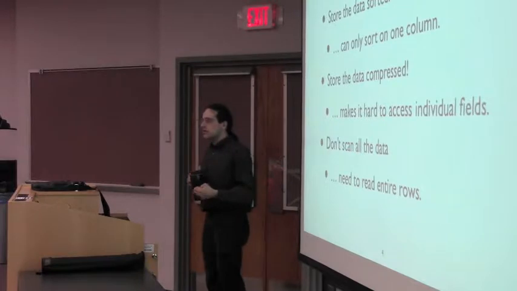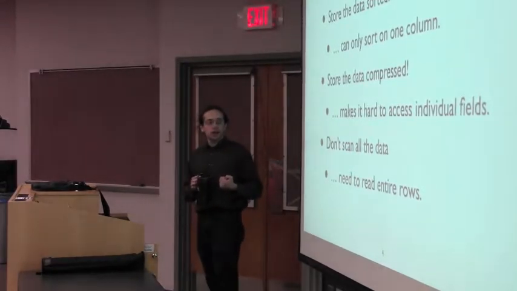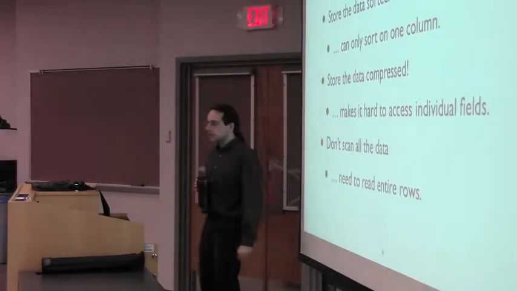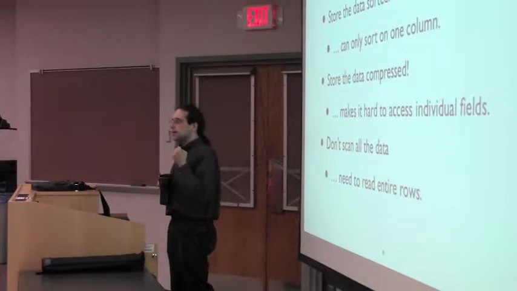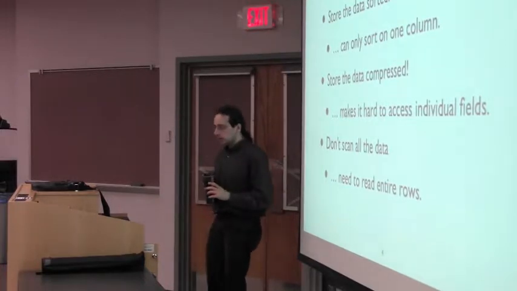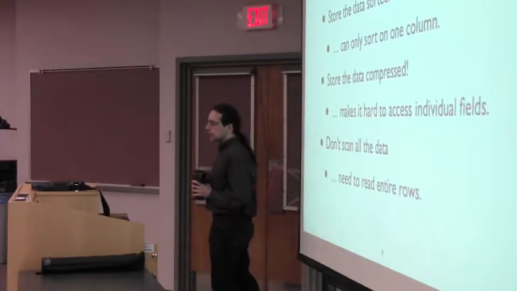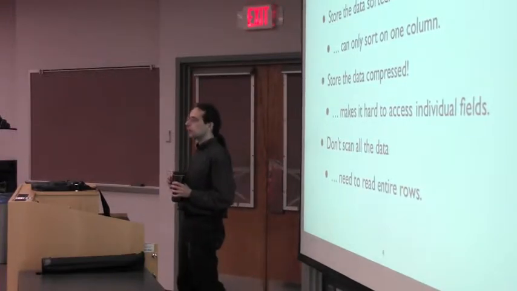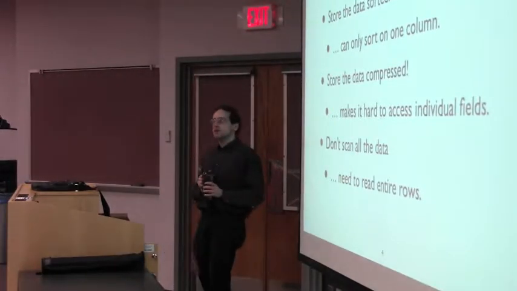Gzip your entire database, it's going to take up a lot less space. You can load that all into memory much faster. But that makes it really hard to access individual fields. So, for example, let's say I have, as you'll see in a moment, a four-column table, and I want to get the third column of every single row. This is extremely hard to do if the data is compressed.